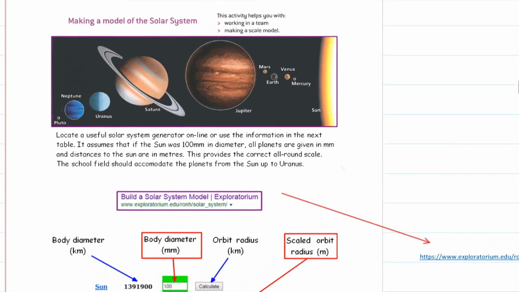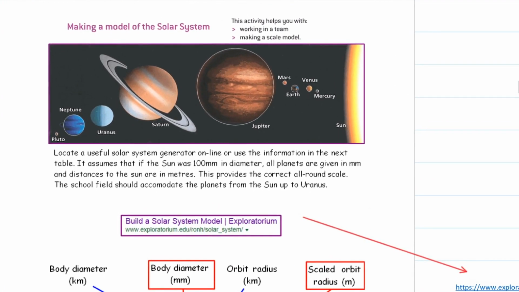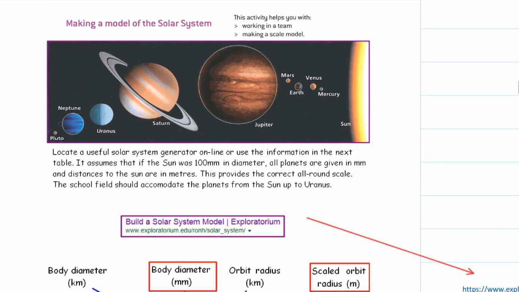And look, there's the solar system. Remember that this planet here no longer is classed as a planet. Pluto is no longer part of that solar system family. And this diagram isn't drawn to scale.